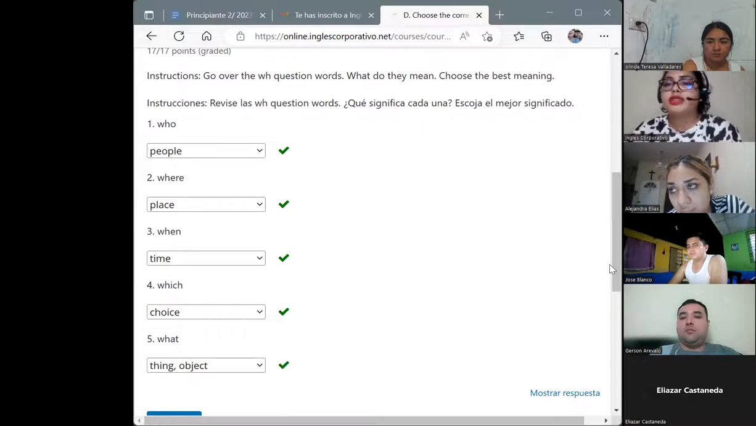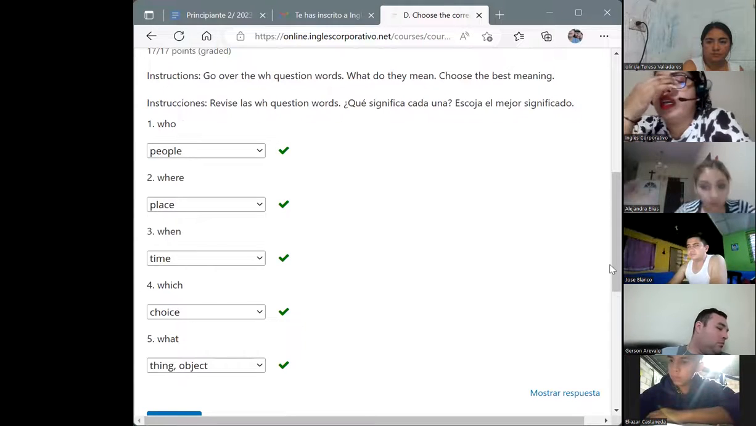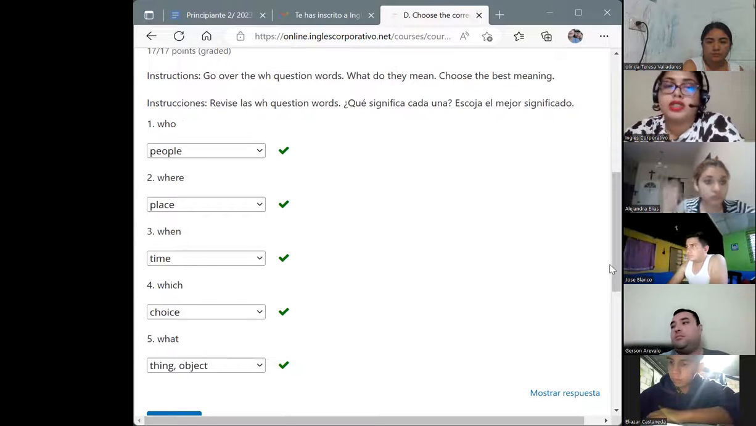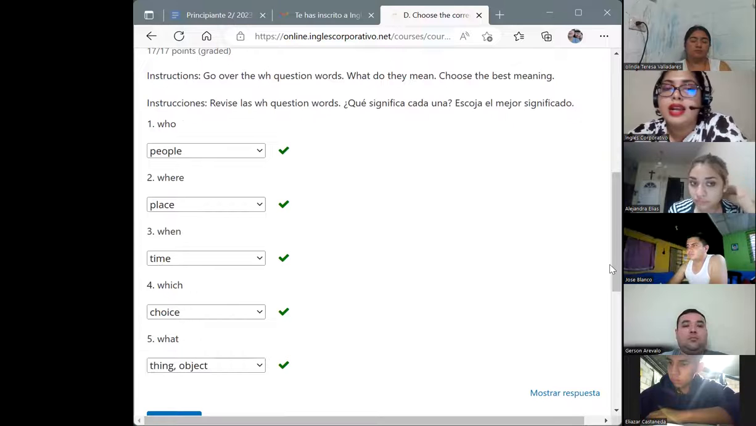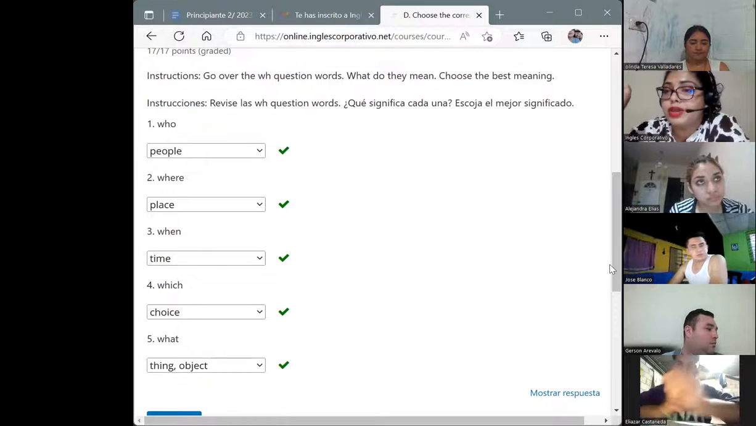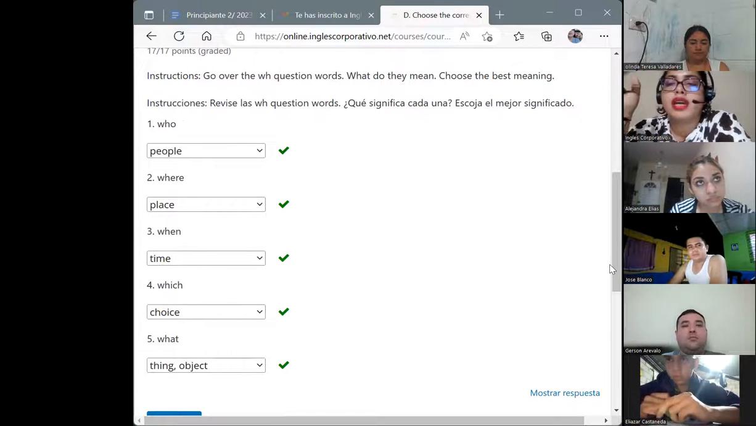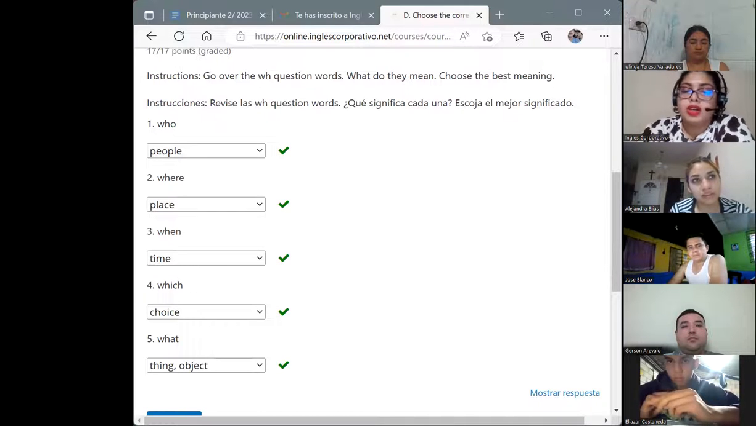Ahí están nuestros significados, ¿verdad? De esa pregunta. Sabemos que estas no son las únicas WH words that we have. We have more words that we can use to create questions. But in this case, we're using like the most common WH words. Estas son como las más comunes. Ya sabemos que tenemos más. Pero estas son las que podemos llegar a utilizar con más frecuencia, ¿verdad? Cuando mantenemos una conversación. So, let's see the next one.